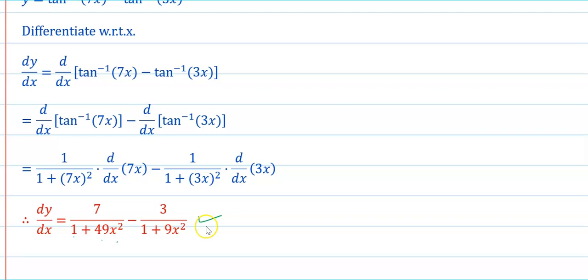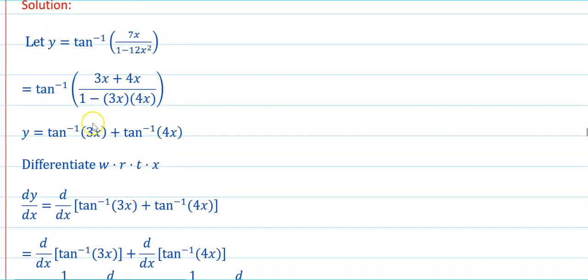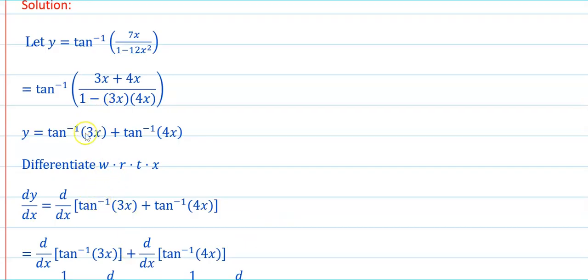Okay. Now the next problem. Tan inverse of 7x upon 1 minus 12x square. What are the two numbers whose sum or difference is 7x and product is 12? Now here it is 7x, 3x plus 4x, and 12 means what? 3x into 4x. Therefore here we are applying again the same result. Tan inverse of x plus y upon 1 minus x into y. And here the tan inverse of 3x plus tan inverse of 4x.